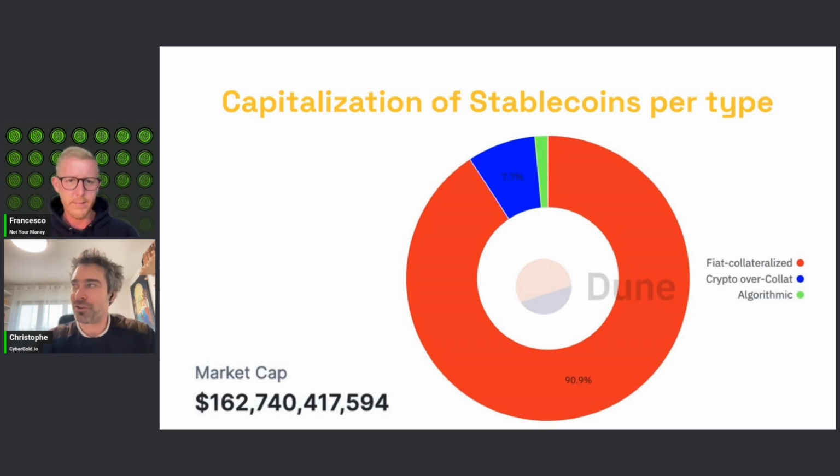The collapse of Terra Luna was really a big thing in the ecosystem, and because of that, there was a real defiance, I would say, regarding the algorithmic design. And people do not really understand the difference between the crypto-collateralized stablecoin and the algorithmic stablecoin. Because of that, I think there is a misunderstanding, and people are very concerned about algorithmic and decentralized, let's say, stablecoins.